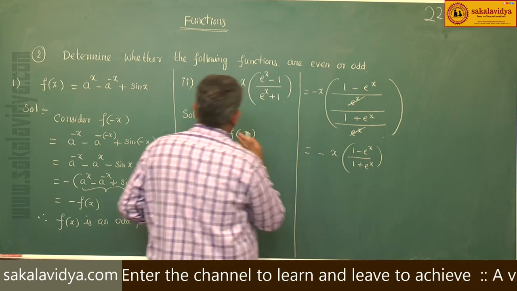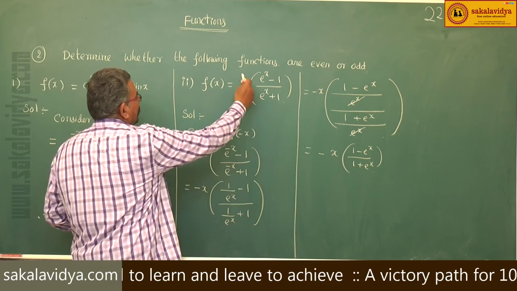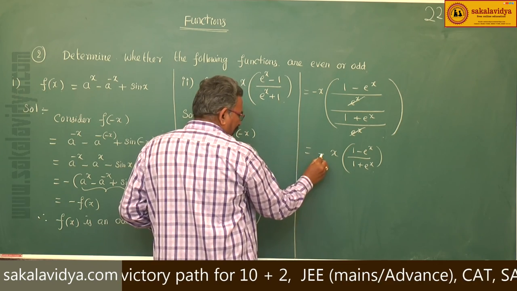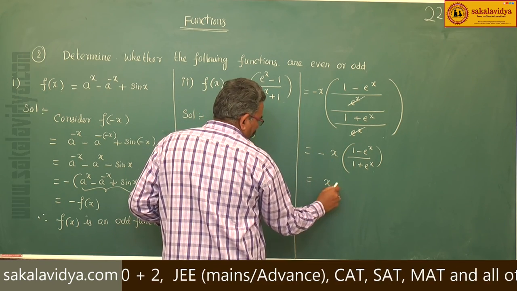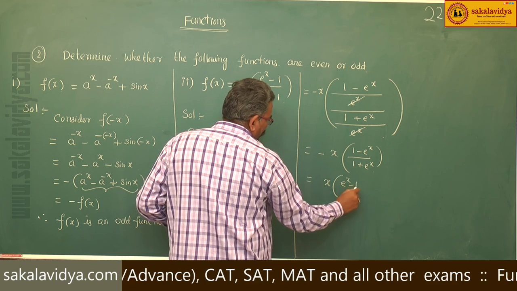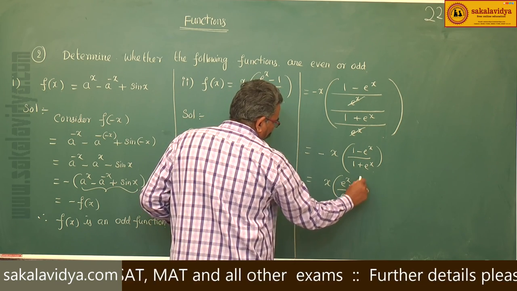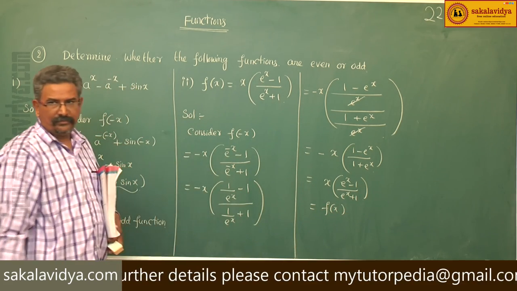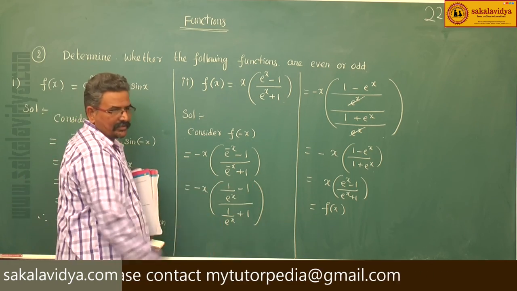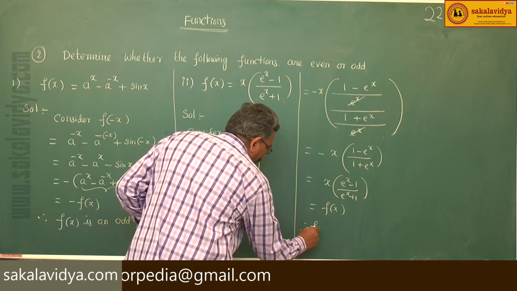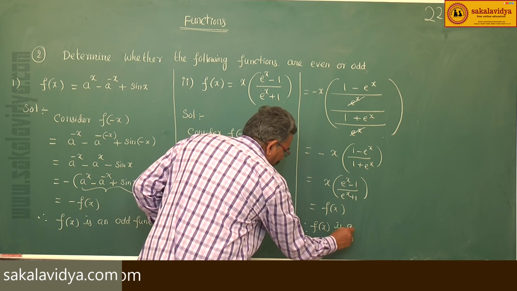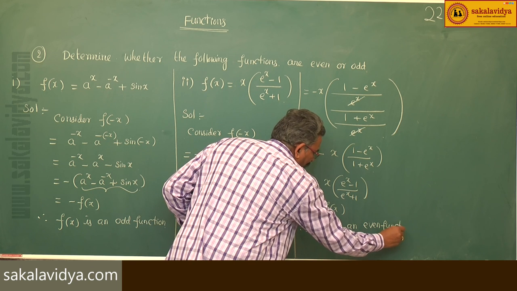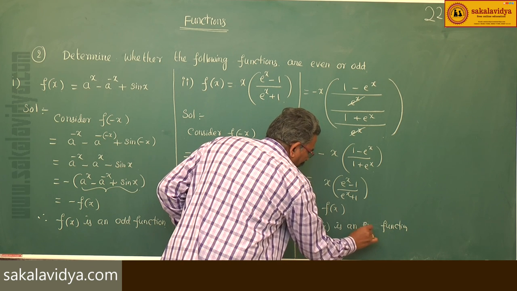Let us check what is f of x. F of x is x into e power x minus 1 by e power x plus 1. So let us take minus common or multiply with minus. So we get x into e power x minus 1 by e power x plus 1. Again we get f of x. Since f of minus x equals f of x, therefore f of x is an even function.